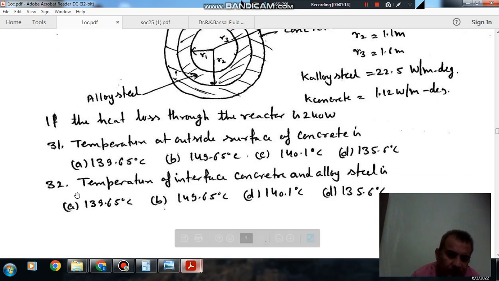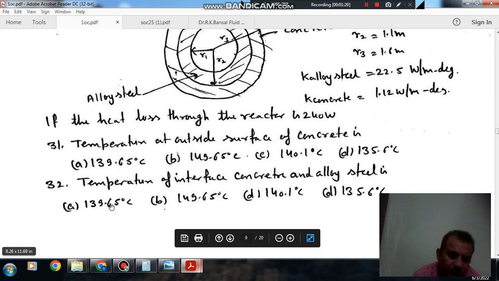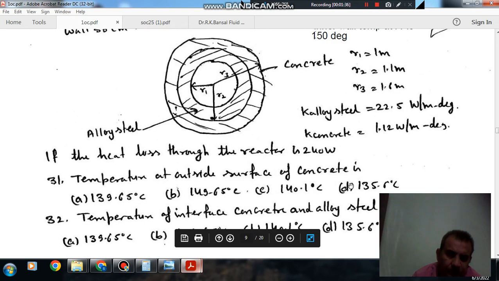135.6 degrees Celsius. Question number 32: the temperature of the interface of concrete and alloy steel is option A 139.65 degrees Celsius, option B 149.65 degrees Celsius, option C 140.1 degrees Celsius, and option D 135.6 degrees Celsius.